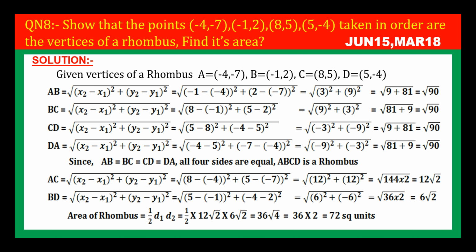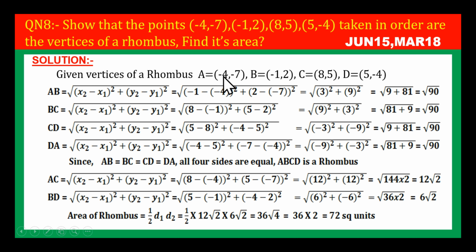Now, in order to find the area, first of all, you should find the length of the first diagonal and the length of the second diagonal also. Now, the first diagonal AC. First diagonal AC length is nothing but the distance between the points A and C. Again, distance formula root over x2 minus x1 whole square plus y2 minus y1 whole square. Since we are finding the distance between A and C, the coordinates of A will be x1, y1 and the coordinates of C may be x2, y2.